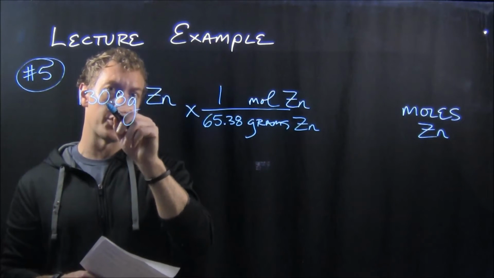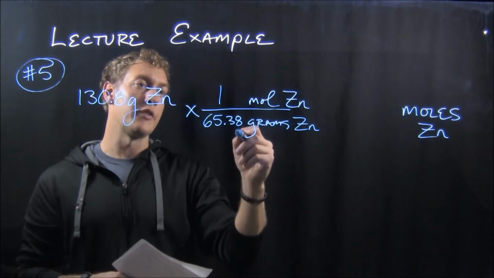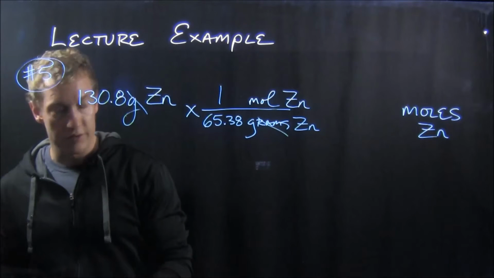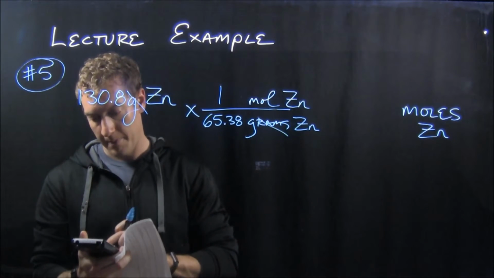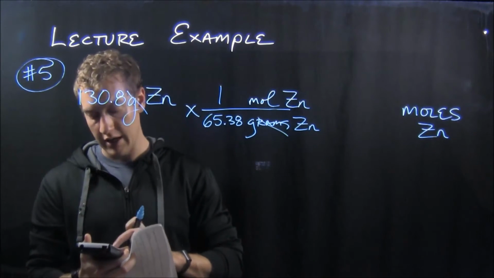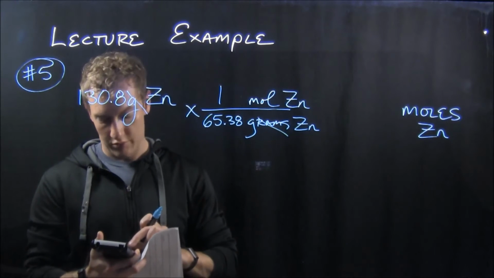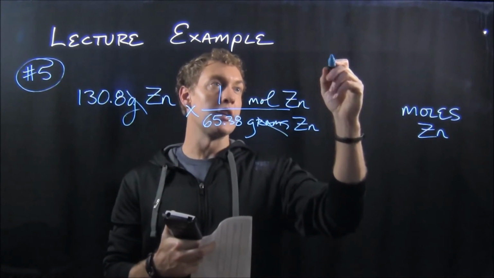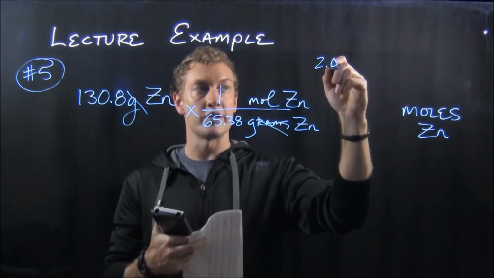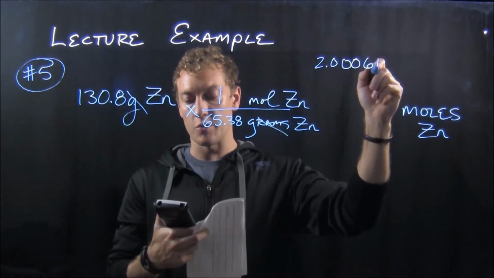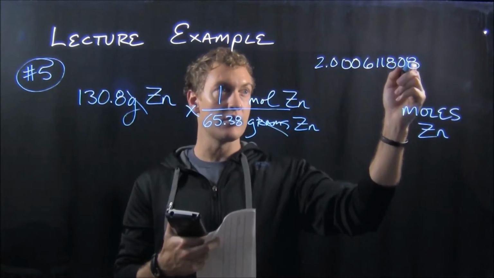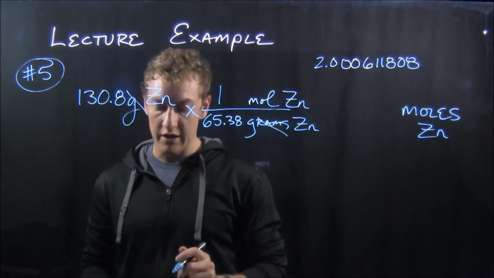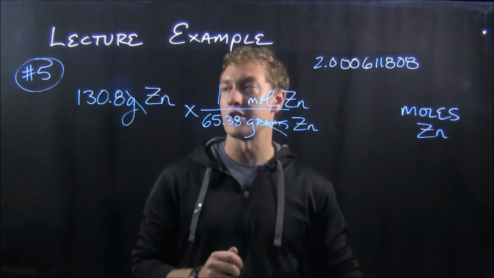So that means 130.8 times 1 divided by 65.38 grams is going to cancel, and so we would divide 130.8 by 65.38, and my calculator says 2.000611808. Now, I think we can all agree that that's way too many digits, but how many digits would be appropriate to keep for our answer?